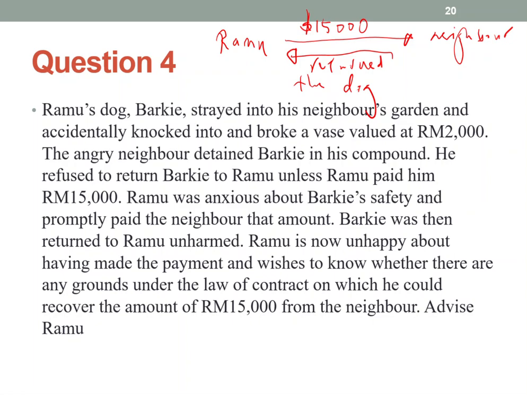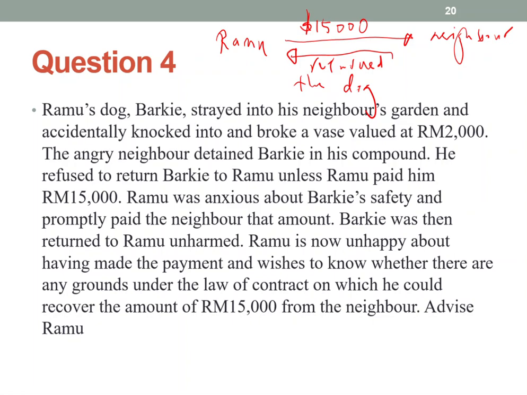So this is a contract. All right, this is a contract. The contract is 15,000 ringgit in exchange for getting back the dog. But Ramu is not happy about this contract. He wishes to terminate the contract. On what ground can he terminate the contract?